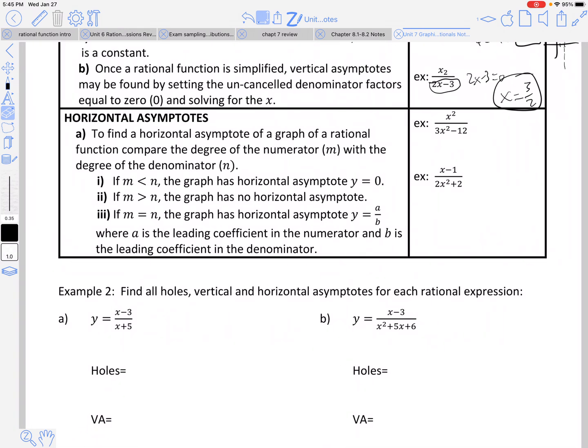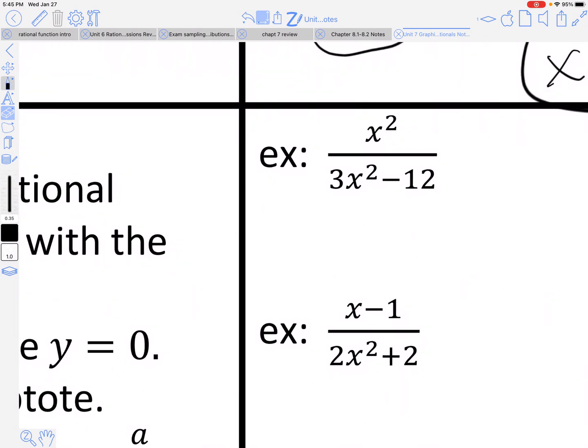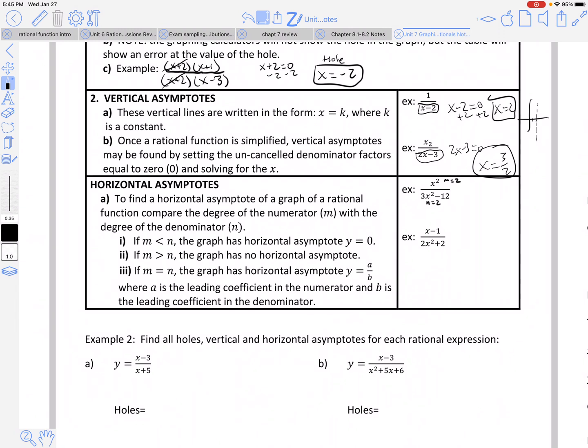Okay, so to find a horizontal asymptote of a graph of a rational function, compare the degree. So think of the alphabet. M comes before N. So here, in this first example, M equals 2, N equals 2. So it says to find a horizontal asymptote, look at the degree. M is in the top, N is in the bottom. M comes before N, M in the numerator, N in the denominator. So DN, dungeon, maybe. Something to help you remember, right?